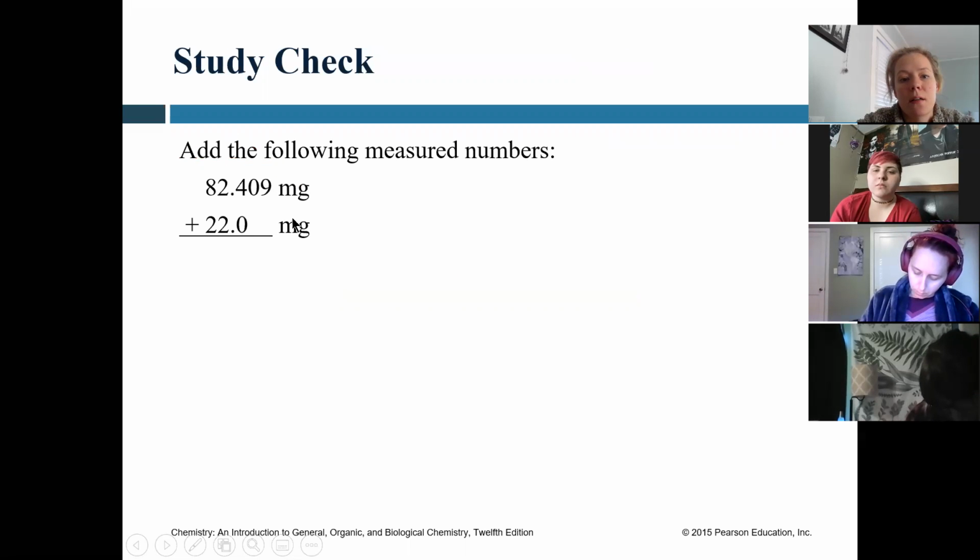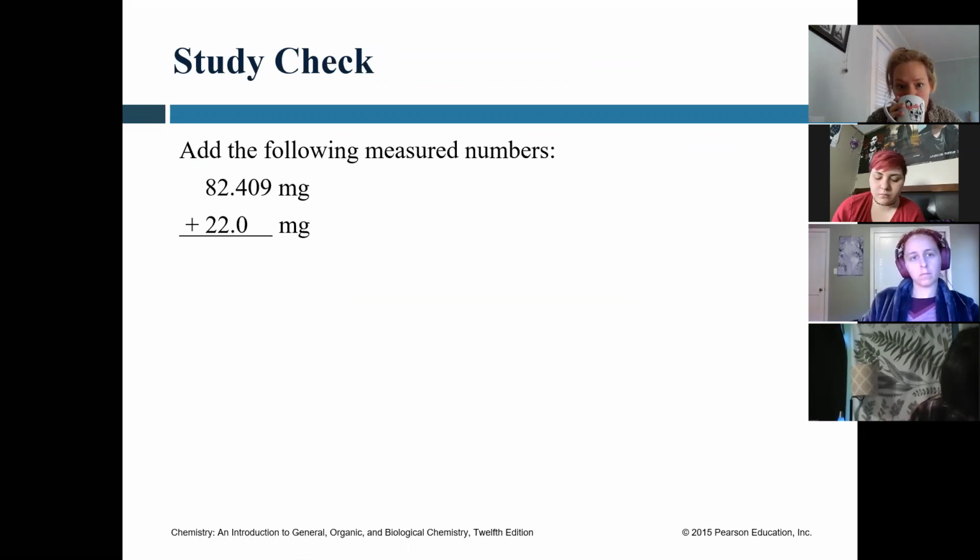Okay, so try this one here. Calculate it out and then round it to the correct decimal.